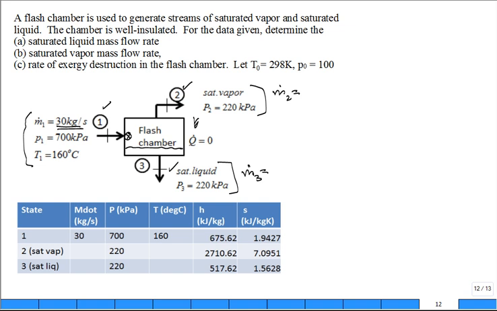Okay, the chamber is well insulated, so there's no stray heat transfer with the surroundings. For the data given in this table, state 1, state 2 is saturated vapor, state 3 is saturated liquid. The mass flow rate coming in at state 1 we don't know, and likewise for 2 and 3. Pressure is 700 kilopascal at state 1, and they both go out at 220 kilopascal, so P2 and P3 are the same, 220 kilopascal. It comes in at 160.